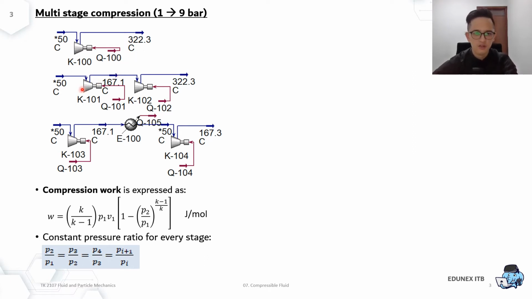And then we have the second option, where the compression process is split into 2 stages. The first one using K101, from 1 bar to 3 bar. And then the second stage from 3 bar to 9 bar. Why? So that we will have the same compression ratio for every stage. 1 to 3, 3 over 1, that means 3 compression ratio. 3 to 9, that means the compression ratio is 9 divided by 3, 3 as well. But what is the difference with the third option?